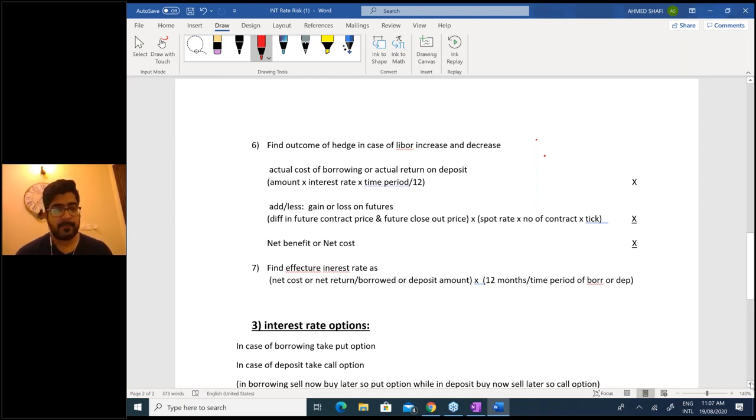Okay. And then in the last step, you need to find the effective interest rate. Effective interest rate is the last step in which you take net cost or net return over borrowed or deposit amount into 12 months over time period of borrowing or deposit.